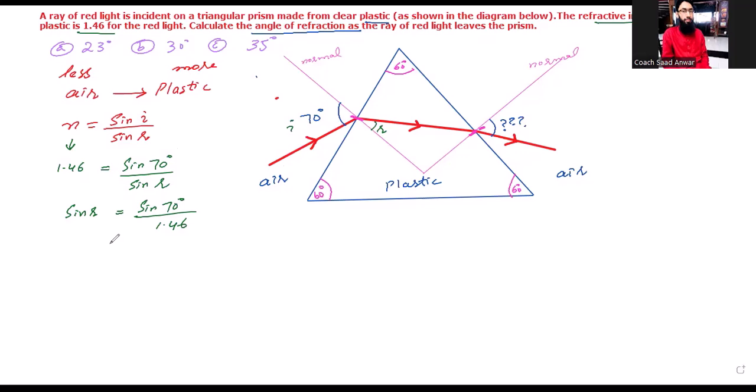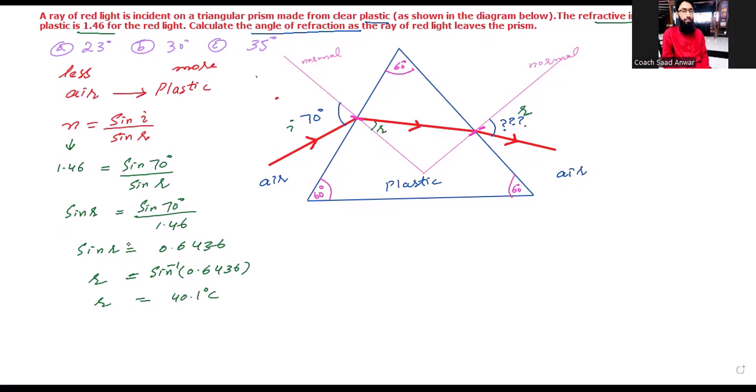So guys, when I solve this using my calculator, I will get 0.6436, and r will be equal to sine inverse of 0.6436, which is 40.1 degrees. This is the angle of refraction, you can say the first angle of refraction r. But I have to find the second angle of refraction, this r. This question is a bit easy till this point. After this point, it is a bit challenging.